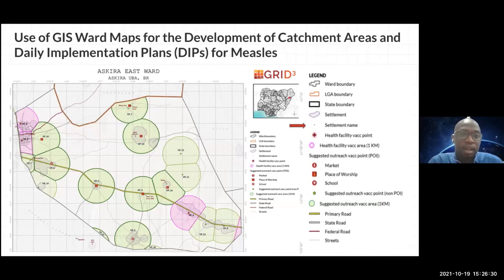And as you can see, this is a world map of Askira ward in Askira Uba LGA in Borno State, which has automatically delineated 1 kilometer buffers which serve as vaccination posts for which measles campaigns are being conducted. And it also presented an additional data layer of population estimates for the different antigens for which the vaccines are going to be administered in those campaigns. And this includes the measles, yellow fever, as well as meningitis. Next slide.